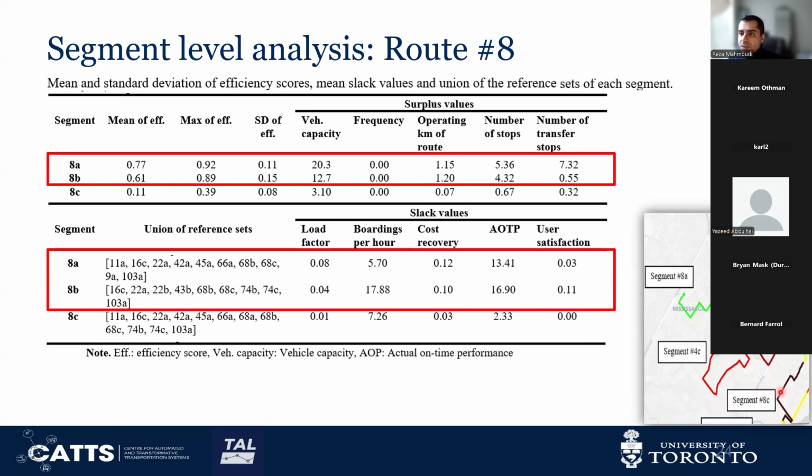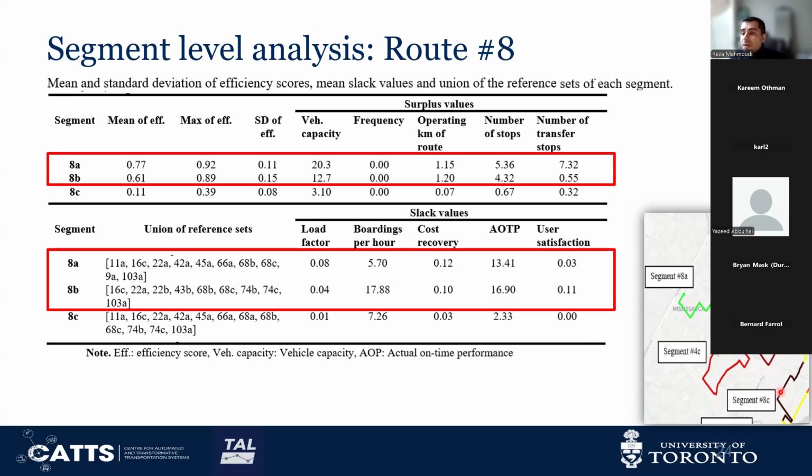How to replan them? T-Spark has the answer for that as well. For example, we have surplus and slack values for our KPIs obtained by T-Spark. It says, for example, for 8A, if you want to improve its performance, you need to, just as an example, shorten the length of this segment by 1.15 kilometers. It means that the length of this segment is much more than what we really need based on the demand and the structure of the area that we have. Or we need to remove 5 stops from this segment.